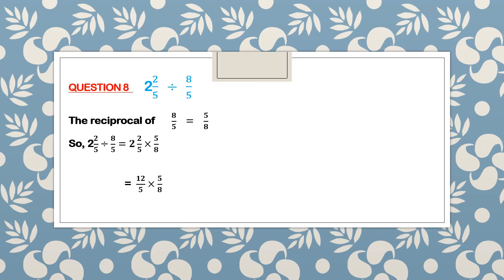So converting this mixed fraction into improper fraction, we got it as 12 upon 5. Then division sign will get converted into multiplication sign, and then 8 upon 5 will be replaced by its reciprocal 5 upon 8. On solving this term, we'll get the answer as 3 upon 2. And this 3 upon 2 cannot be further reduced, but it can be changed into mixed fraction, that is 1 1 upon 2.